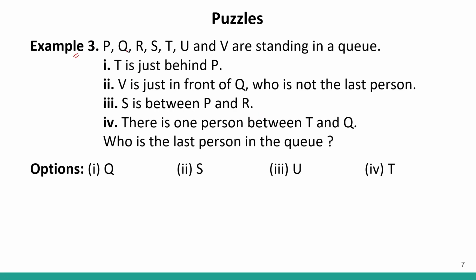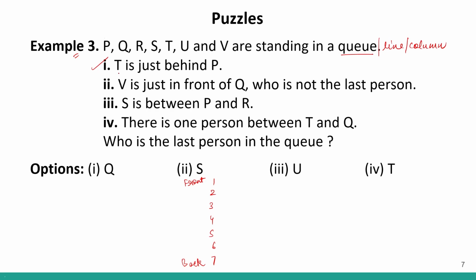Question number 3 is a question in which it is written to us P, Q, R, S, T, U and V are standing in a queue. Queue means a line or a column. Okay? There are how many people? 1, 2, 3, 4, 5, 6, 7. So 7 people are standing in a line. I am saying this is my front end of the row and this is my back end of the row. Okay.